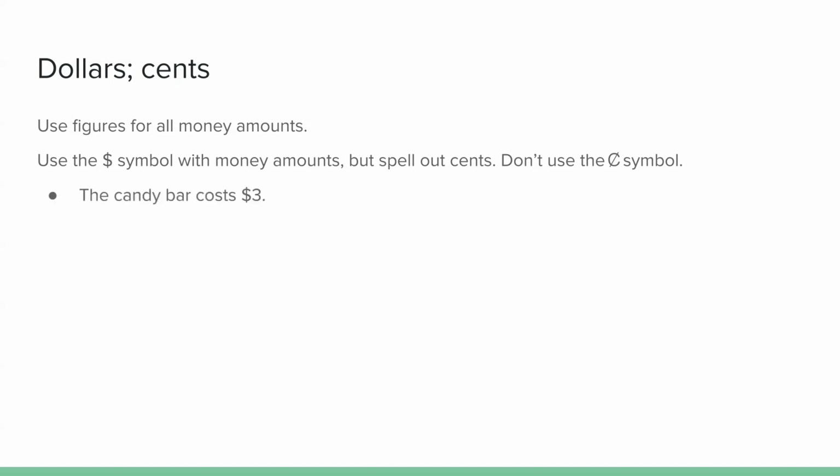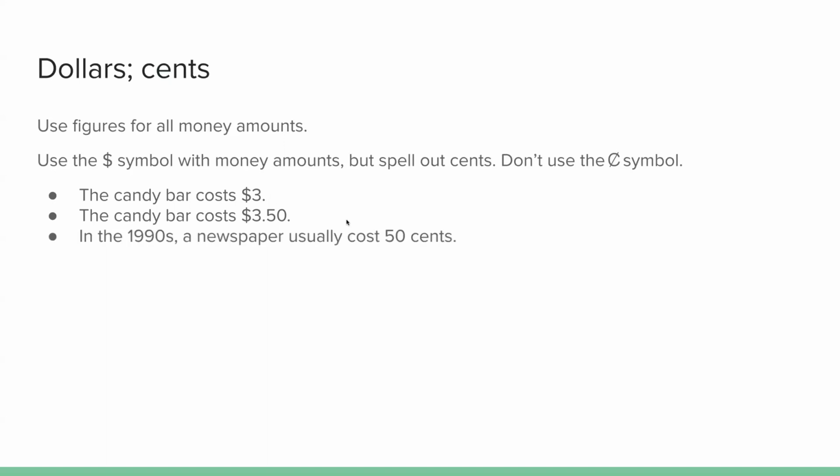So the candy bar costs $3. So you'll notice we've got a 3 written as a figure, and we've got a dollar sign there. The candy bar costs $3.50. So I gave you these examples because when it was $3, we just used the 3. I didn't put 3.00. So if it isn't an exact number of dollars, you don't use the 00 afterwards. You only go past the decimal point if there are cents attached to dollars, $3.50. Okay. In the 1990s, a newspaper usually cost 50 cents.